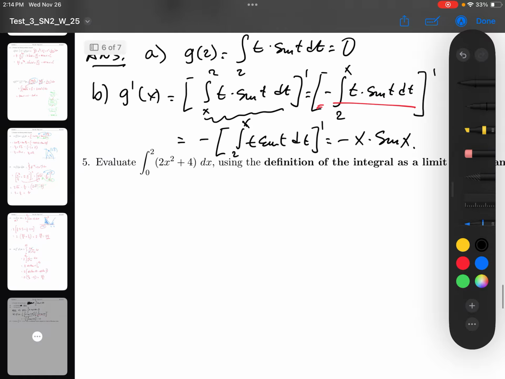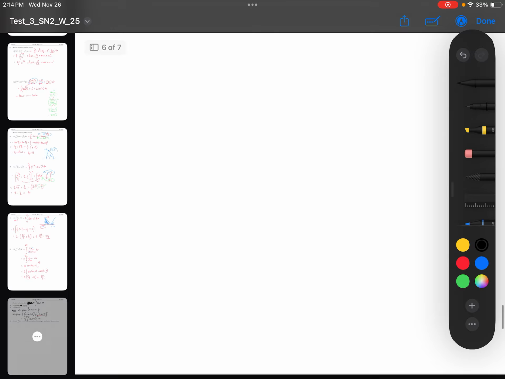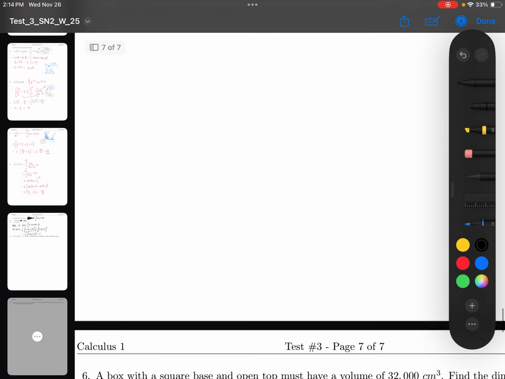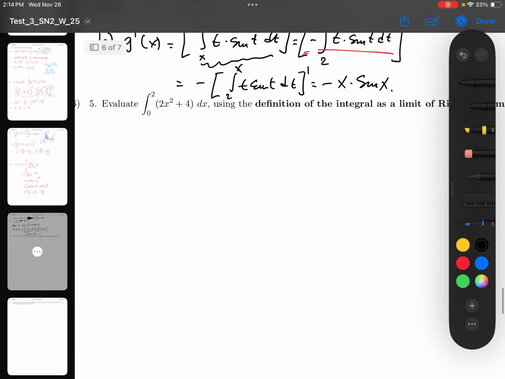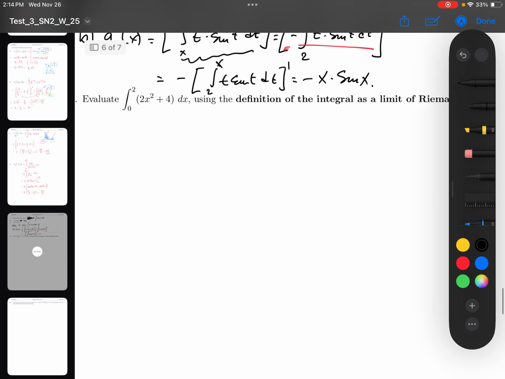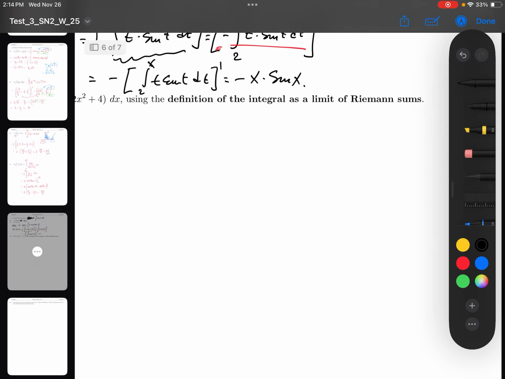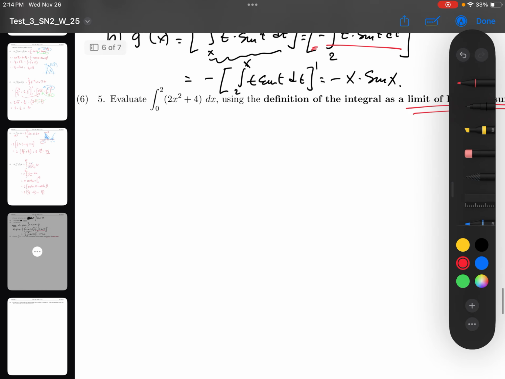And the last question, because the optimization was done in class, the last question that I'm going to do in this video is evaluating this integral using the definition of the integral as a limit of Riemann sums. As you can see, here is spelled out what you have to do.